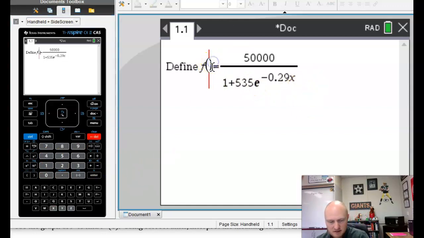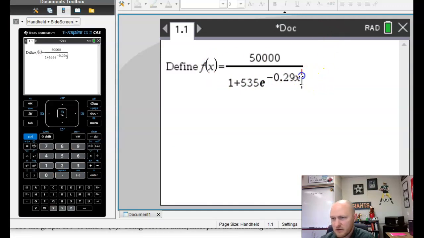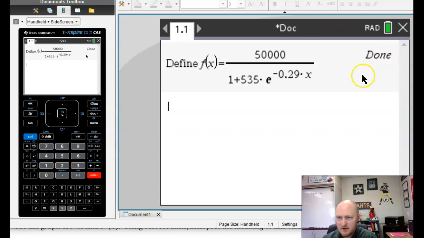I don't like using t. Sometimes the calculator gets funny with other variables. So I'll use x, okay, and it says done. So now I want the derivative. We want to find the derivative at 8. So f prime of 8.